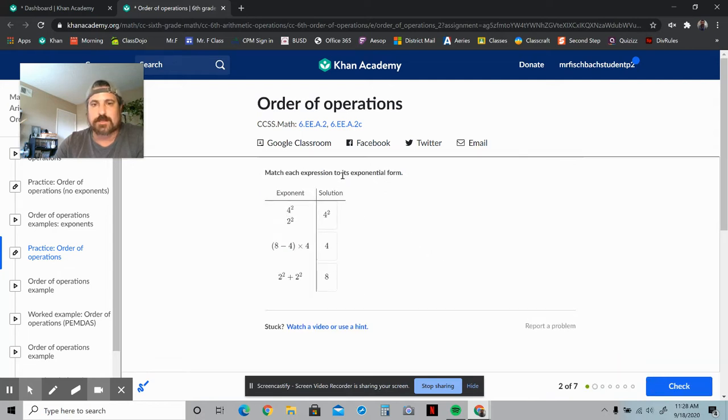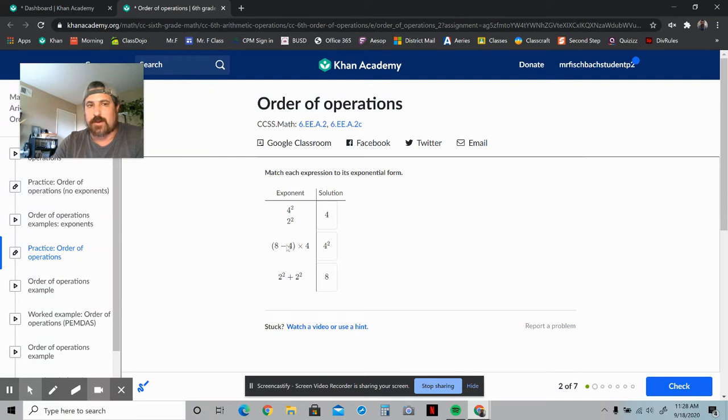This one says match each expression to its exponential form. Okay, well that one's interesting. So, all right, they're basically asking you which of these is going to be the exponential form that's the same value as the original. So 4 squared over 2 squared. Well, that's going to be the same as 4 squared, which is 16, over 2 squared, which is 4. And what's 16 divided by 4? That's going to be 4. So that's going to be a value of 4.